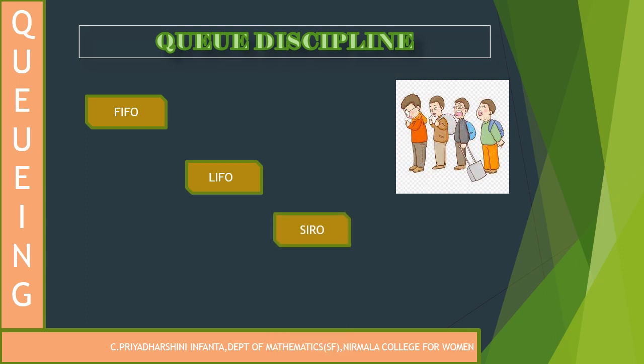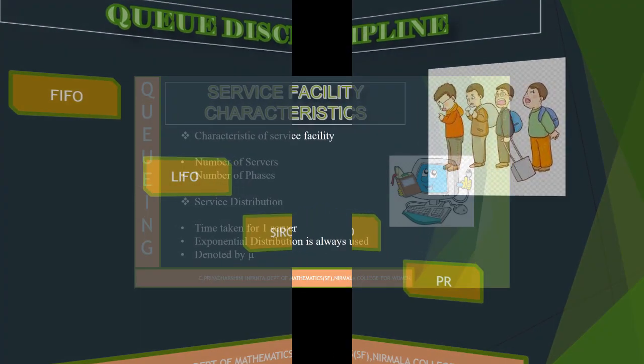The next type of queue discipline is selection in random order. In random order, the customers or the priority jobs are selected and they are served first. The next one is the priority based queue discipline. The jobs or the customers with the high priority are served first rather than the other type of customers.